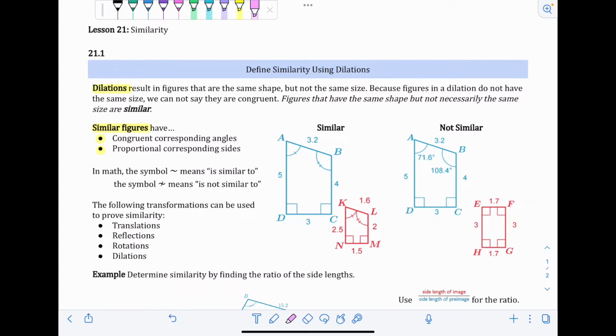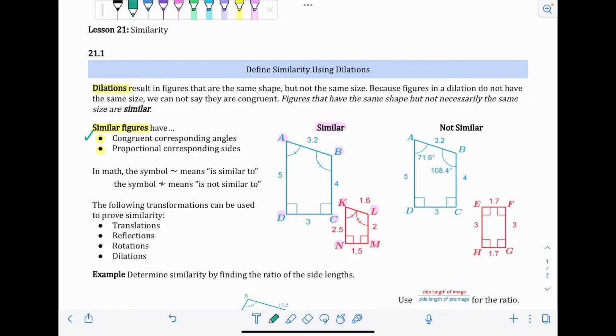So in our similar figures here, D corresponds with N, and those are both right angles. C corresponds with M, those are both right angles. So far we have two pairs that are congruent. A corresponds with K, those are congruent because they have the angle with the one tick mark. And then B and L are corresponding and congruent because they have the angle with the two tick marks. So far, all of the corresponding angles have been congruent. That checks the first thing that must be true in order for figures to be similar.